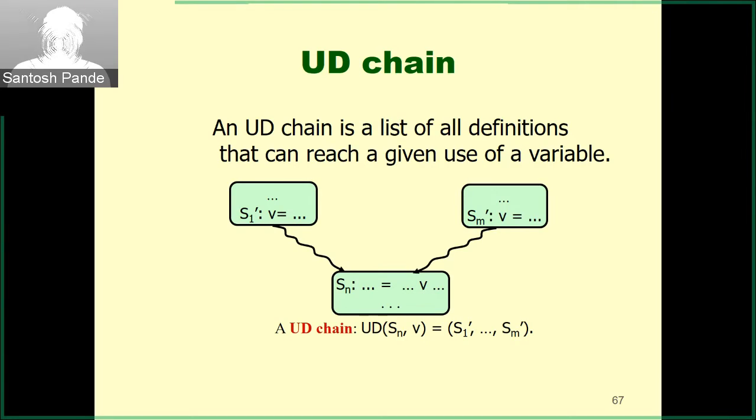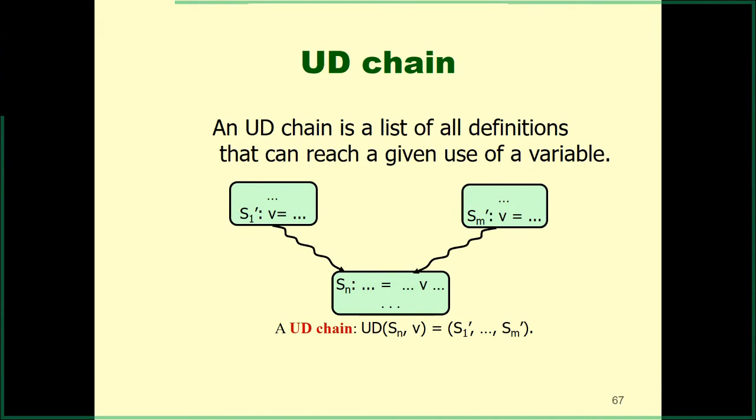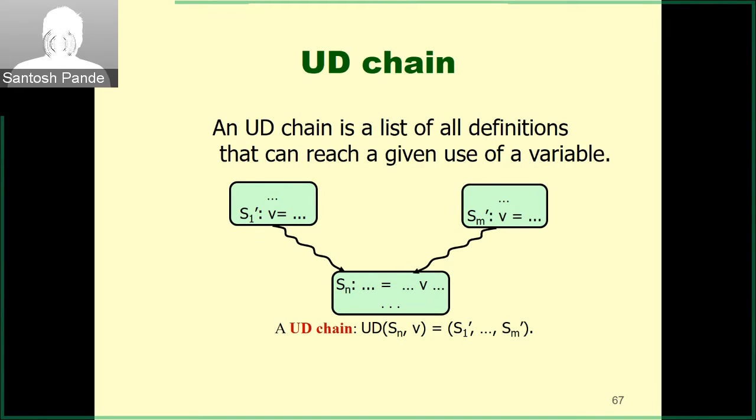Remember, S1 dash is A is equal to B. So B is already used there. SM dash is the same way. So you have already for holding B in a register. But if you eliminate A and just put B over here, we'll be allocating a register only to B. So to reduce the namespace here is one big reason for doing the copy propagation.